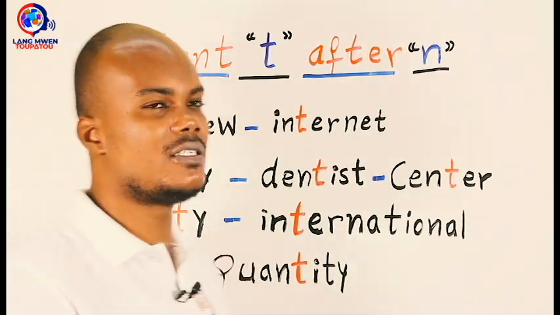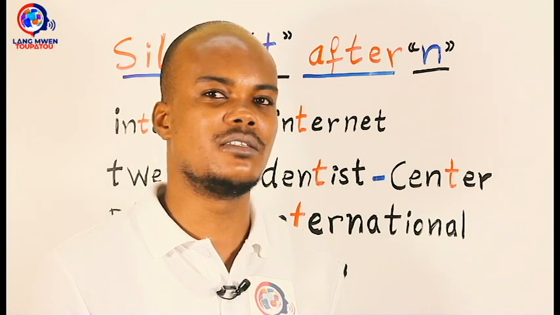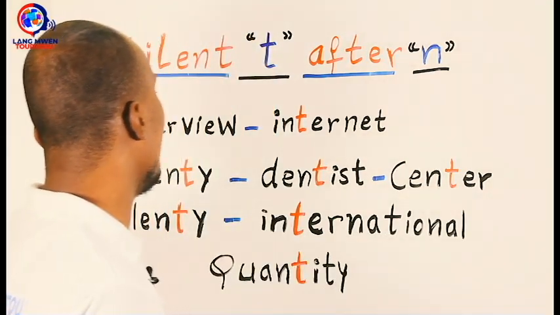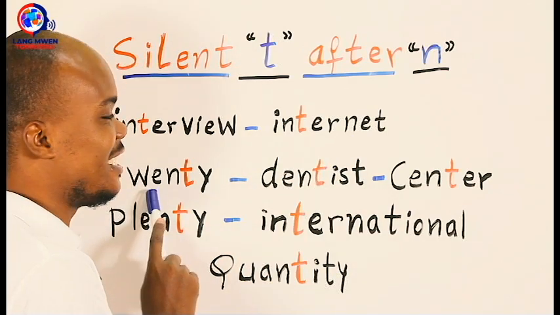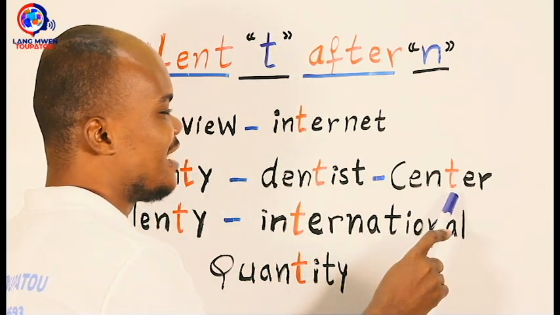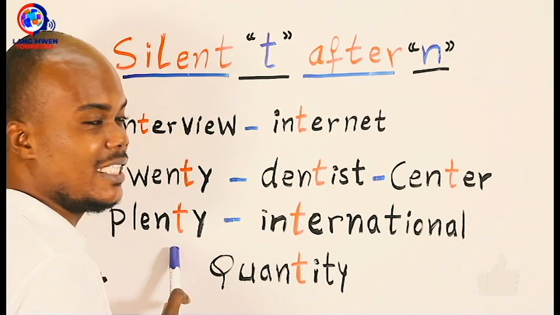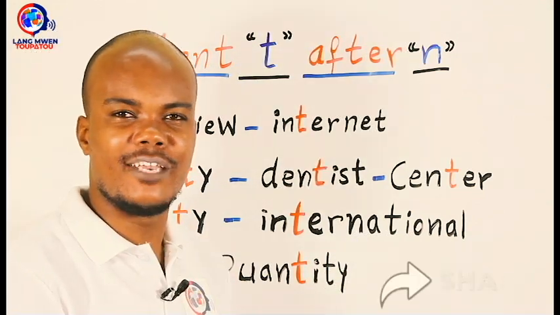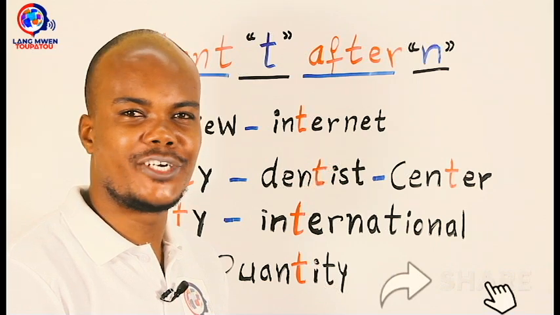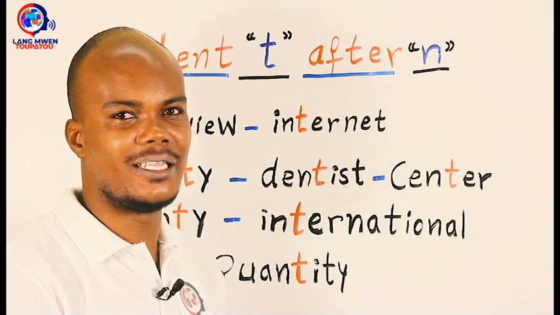You say, this is the sound. This is the way they should pronounce. Yes, of course. You say interview, internet, twenty, dentist, center, plenty, international, quantity. Yeah, that's right. If you hear people speak like this, it's okay. It's okay to speak like this.